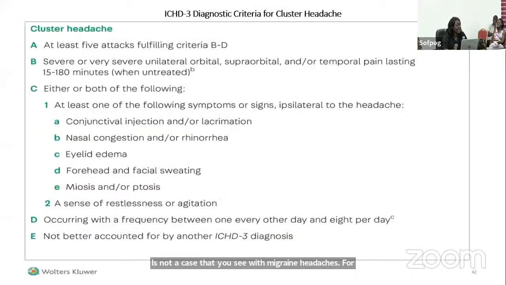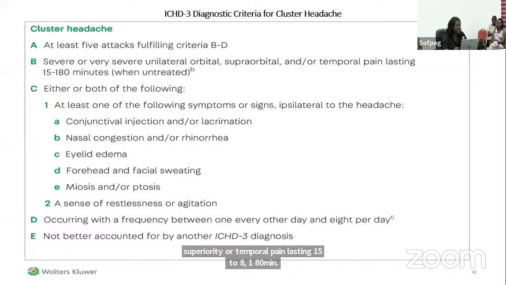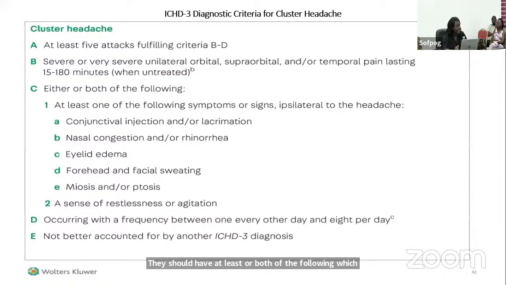For the diagnostic criteria, you should have at least 5 attacks, and they are severe or very severe unilateral orbital, supraorbital, or temporal pain lasting 15 to 180 minutes. They should have at least one or both of the following, which include conjunctival injection, nasal congestion, eyelid edema, forehead or facial sweating. They may have miosis or ptosis, like I already described, and also a sense of restlessness or agitation that comes with the headache.